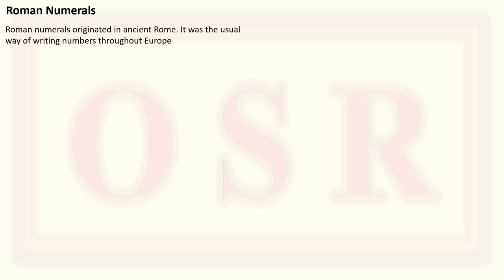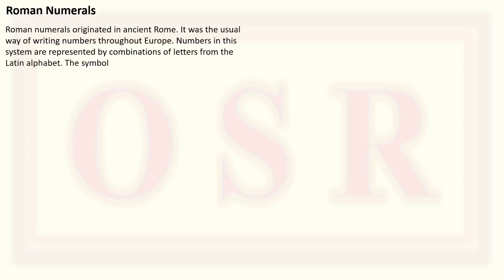Roman numerals. Roman numerals originated in ancient Rome. It was the usual way of writing numbers throughout Europe. Numbers in this system are represented by combinations of letters from the Latin alphabet. The symbols and their values are in the table alongside. Please look at this table.